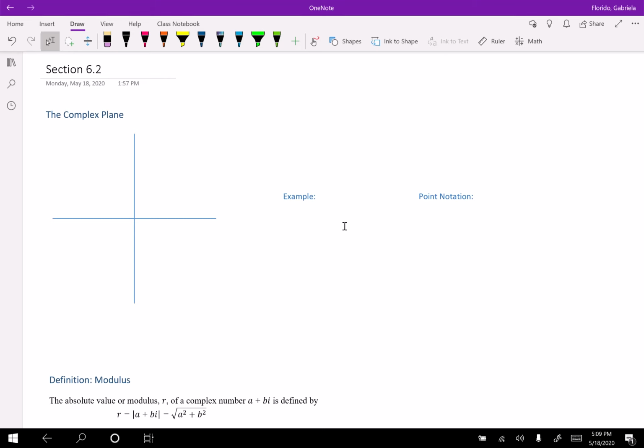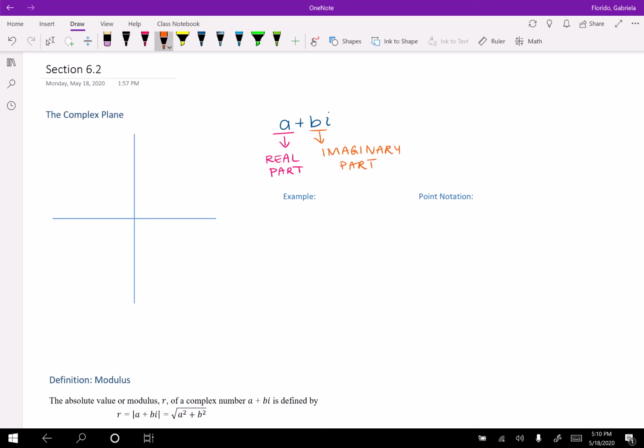Everybody. Today we're going to talk about section 6.2, which talks about the trigonometric form of complex numbers. So let's remind ourselves a little bit about complex numbers. Complex numbers have the form a plus bi, where the a represents the real part, and the b, whatever's in front of the i, is my imaginary part. So this is the form of a complex number.